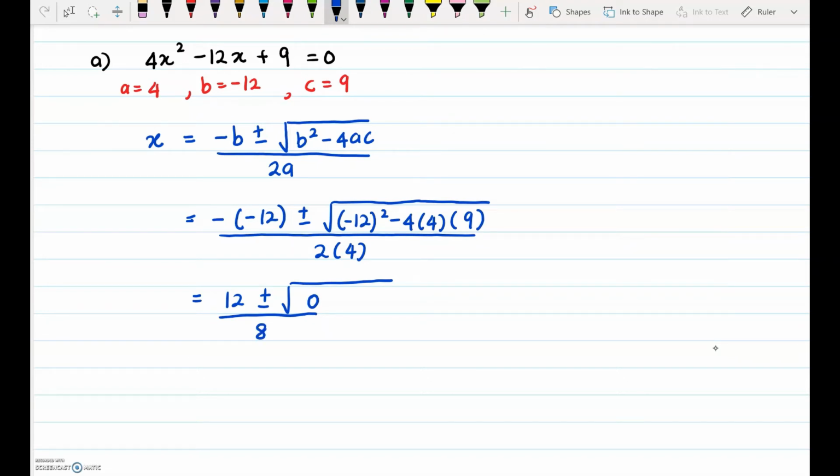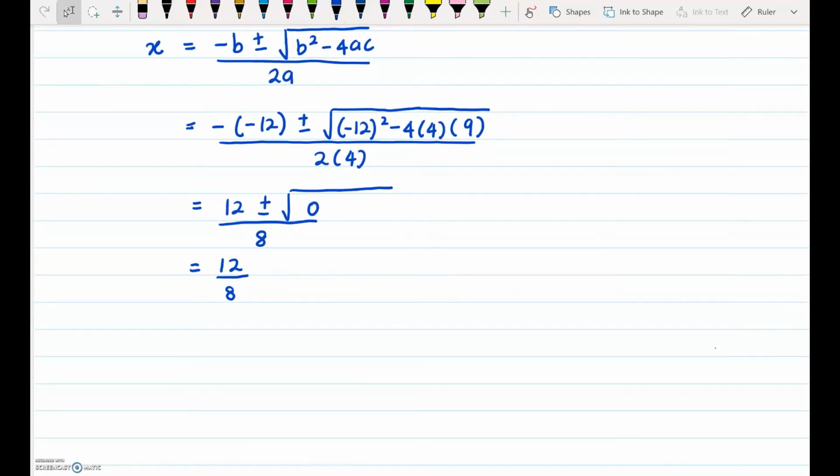Okay. So dekat sini bermakna awak dapat berapa? Awak dapat terus adalah 12. So square root 0 is 0 kan? So plus minus 0 dapat 12 je lah maknanya. So 12 per 8. Okay. So dalam kes ni awak akan dapat 12 divided by 8 is 1.5. Ataupun 12 divided by 8 is 3 over 2, which is equals to 1.5. So this is your final answer.